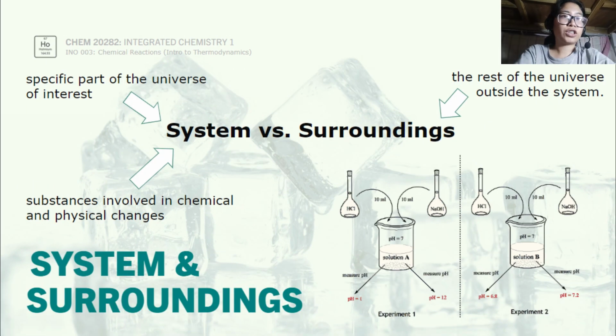To analyze energy changes from chemical reactions, we must first define the system, which is the specific part of the universe of interest. In chemistry, systems typically include substances involved in chemical and physical changes. For example, in an acid-base neutralization experiment, the system might be a beaker with 50 ml of hydrochloric acid and 50 ml of sodium hydroxide. The surroundings are the rest of the universe outside the system.